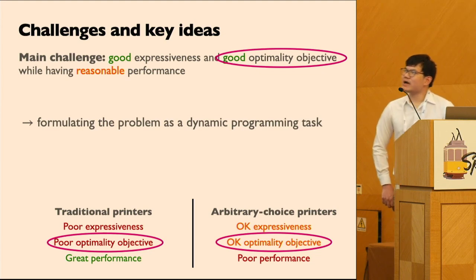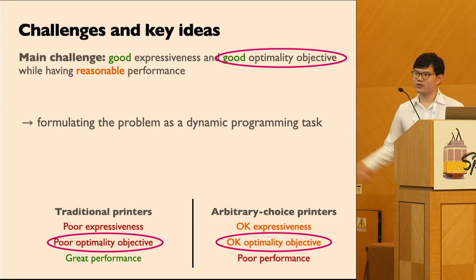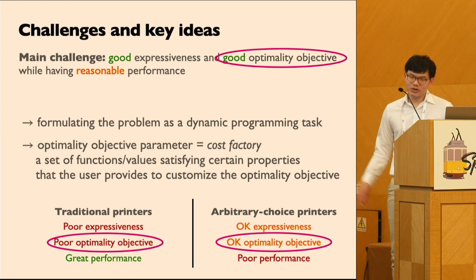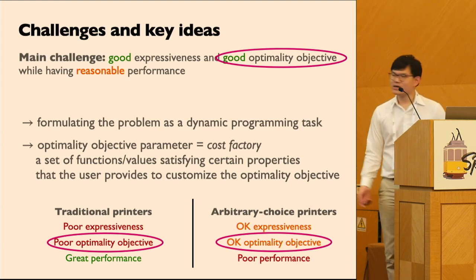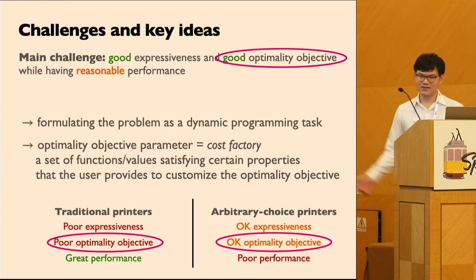So let's see. We want to have a good optimality objective. We saw that the greedy algorithm is not what we want. And so what we will do is formulate the problem as a dynamic programming task. And in order to deal with the overflow, we devise a concept that we call cost factory. This is going to be our optimality objective parameter. It is a set of functions or values satisfying certain properties that the user can provide to customize the optimality objective. I'm not going to go into detail for what these certain properties are, but if you are math nerds, totally ordered monoid with translational invariance, something, something.